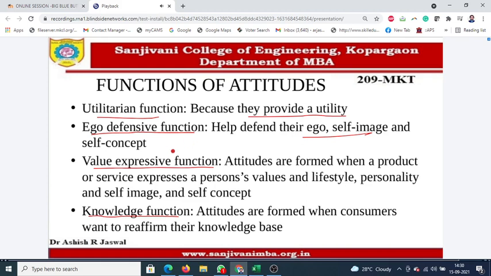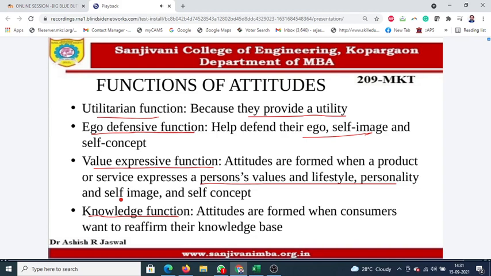If you look at value expressive function, see the difference now. Here it is formed on the basis of ego, self-image and self-concept. Here the attitudes are formed on the basis of person's values, lifestyles, personality also. Examples of this could be Mercedes-Benz, a car for CEO. Dove's one-fourth moisturizing cream depicts softness. Raymond, a complete man. Status, style and sophistication. That is what we need to understand.